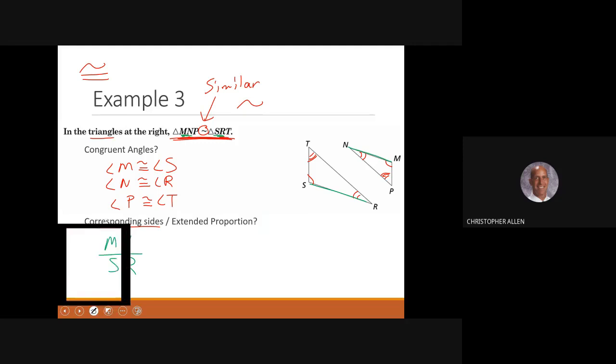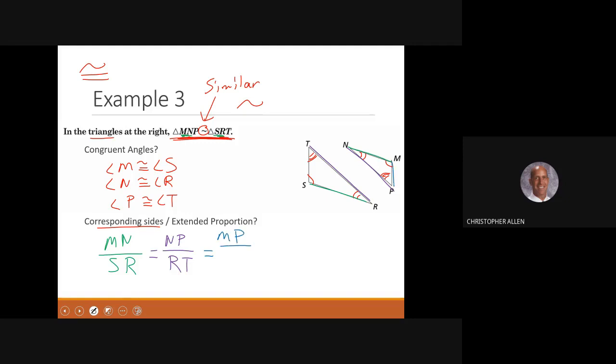I'm going to use a different color again. Now, next, I'm going to use the last two letters. So that's NP over RT. That was the last two and the last two. So NP, that's this long side, and then RT, that's that long side. And then finally, let's do one more here, and let's do it in, I guess, blue. I'm going to use the first and the third. MP, that's this guy, has to be paired with ST.